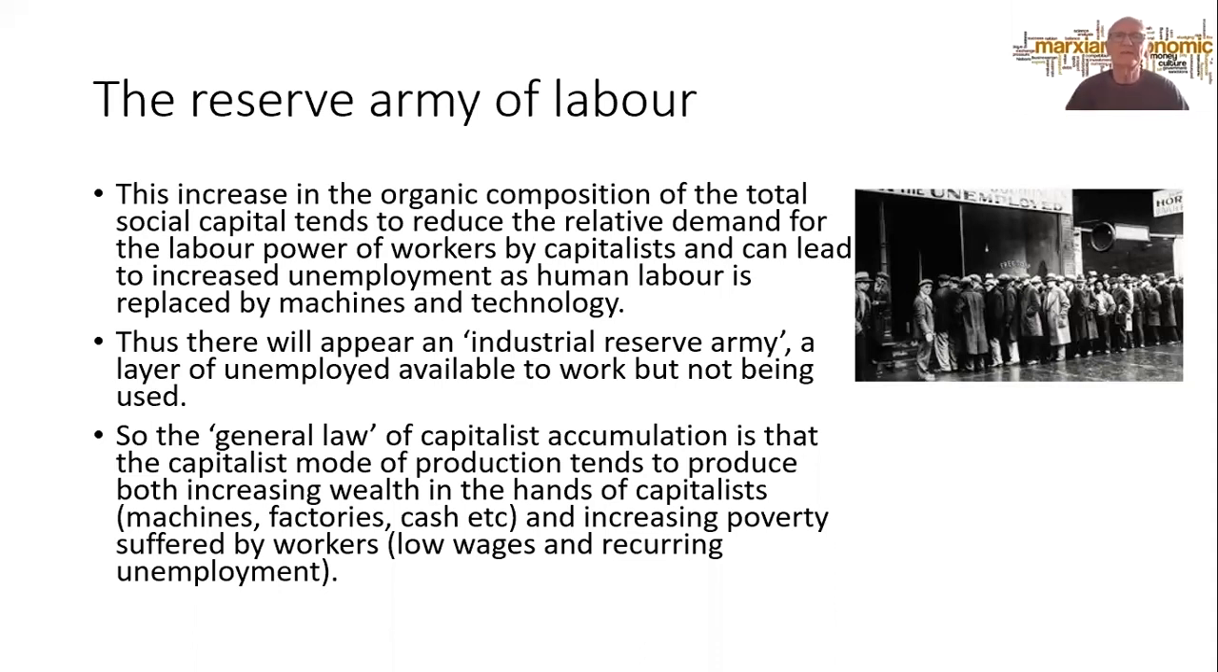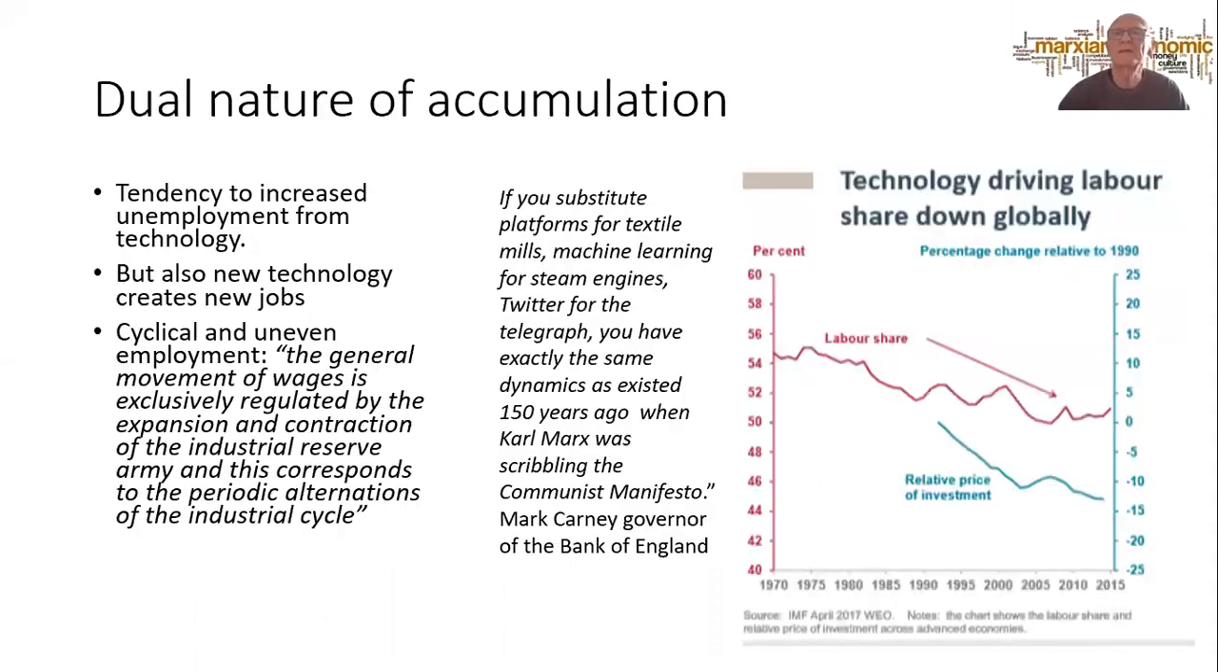And as a result, there is a permanent industrial reserve army that develops under a capitalist economy of varying degrees and size depending on the state of the market. And this argument is not out of date. There's a tendency to increase unemployment from technology, but on the other hand, technology also creates new jobs, so that there's a cyclical process here. Wages and employment will be regulated by the expansion and contraction of this unemployment group, and it corresponds to changes in the industrial cycle. And it's still with us.